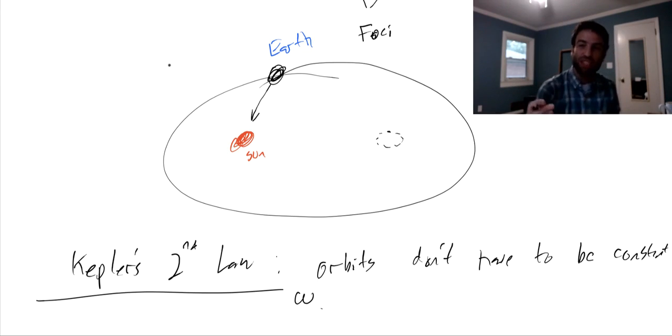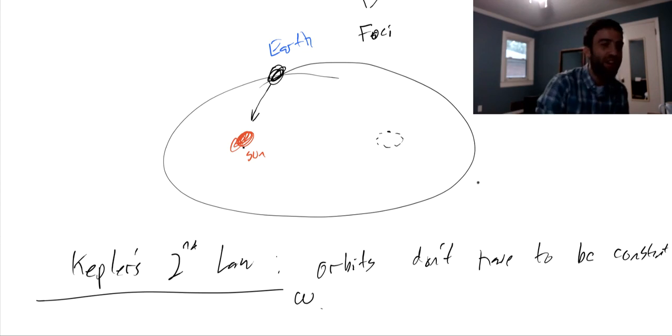So just like the figure skater bringing his or her arms in closer and then spinning faster, this conservation of angular momentum means that when the Earth is closer to the sun, it's actually traveling at a faster velocity than when it's far away from the sun.